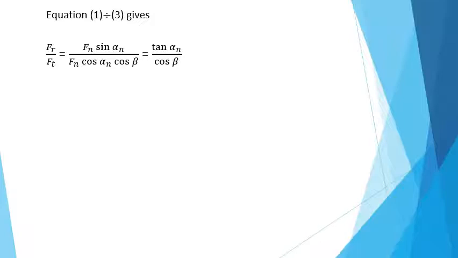Now equation 1 divided by equation 3 gives Fr divided by Ft as Fn into sin alpha n divided by Fn cos alpha n into cos beta. Here Fn cancels, and what will remain is sin alpha n by cos alpha n, which is nothing but tan alpha n, divided by cos beta. Therefore we can write the radial force Fr as Ft into tan alpha n divided by cos beta.